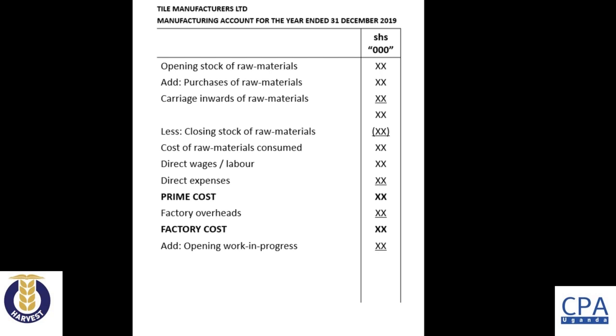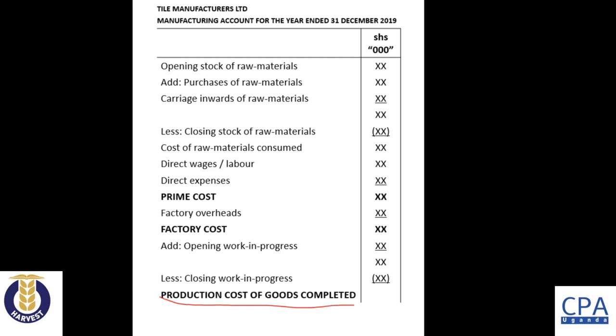So you bring in the opening work in progress. When you add the factory cost to the opening work in progress, the total that you get, you now deduct, or less, the closing work in progress. Those are the goods that you were intending to complete in this financial year, but were not completed. So those are deducted from the total of the factory cost and the opening work in progress to give us the production cost of goods that have been completed.